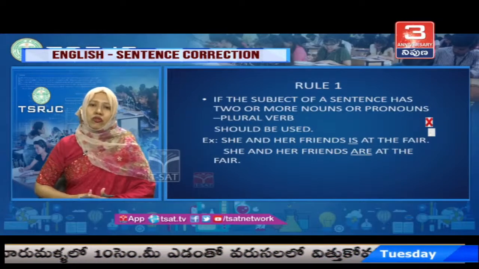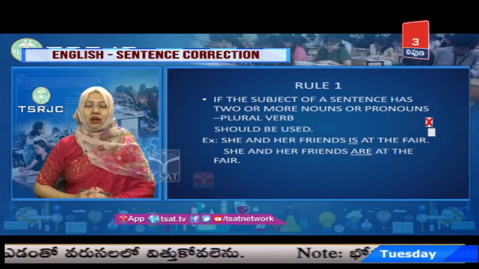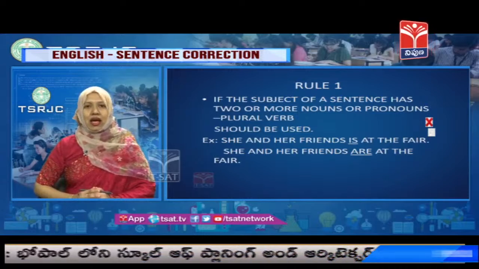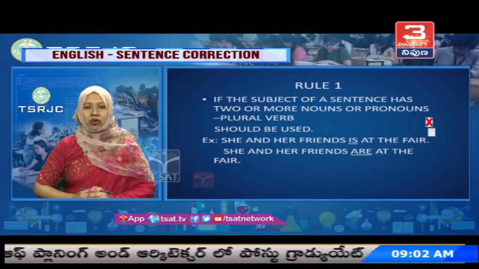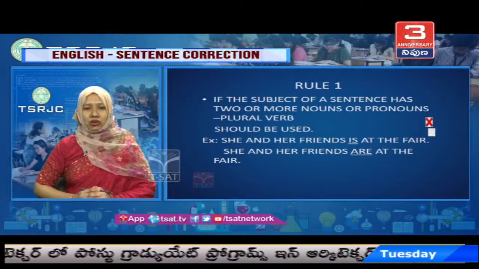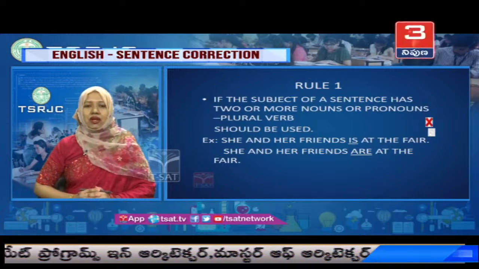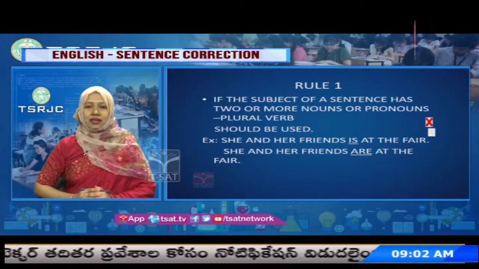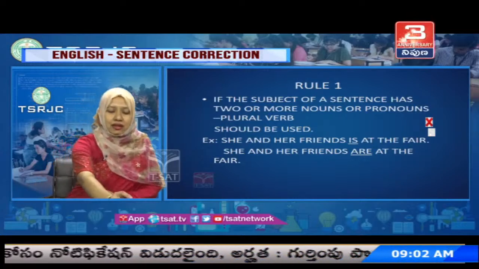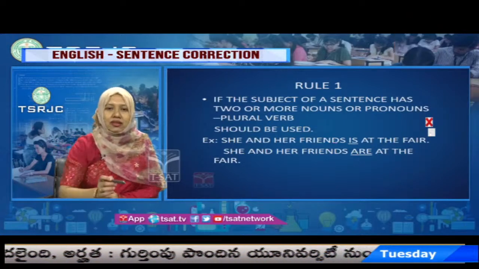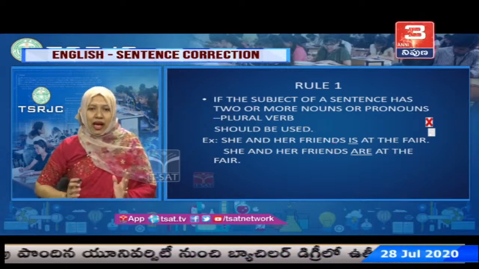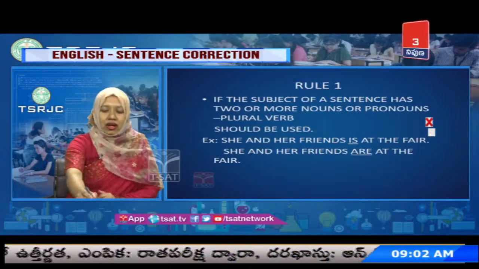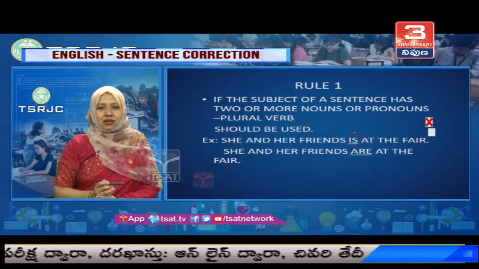Now, what are the rules to be followed in this section? If the subject of a sentence has 2 or more nouns or pronouns, a plural verb should be used. For example, "She and her friends is at the fair." In this sentence, the subject is "she and her friends." There are 2 subjects joined by "and", but the verb used is "is", which is wrong.